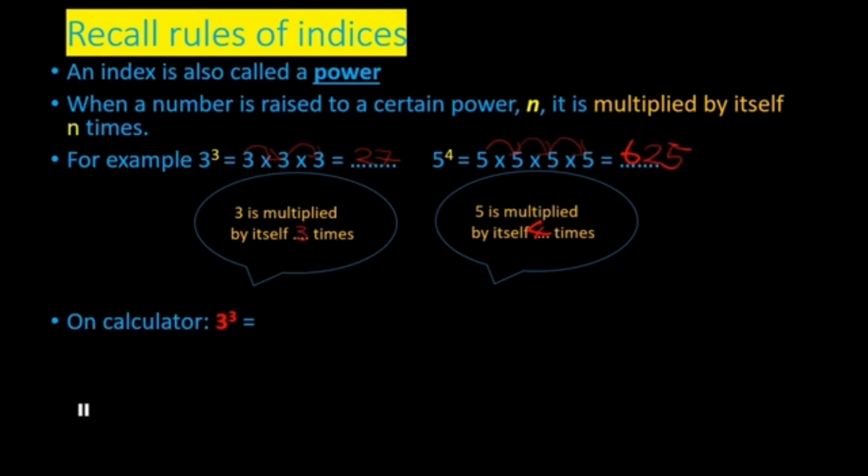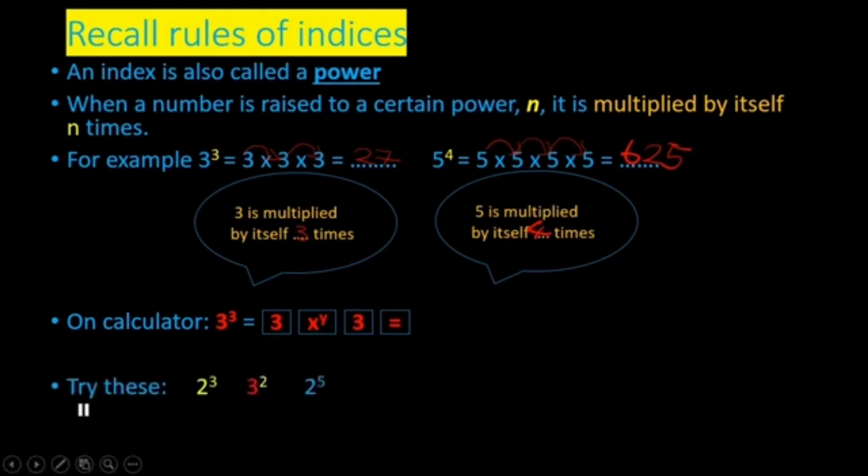We can also try to perform this on a calculator to cross-check if our working has been correct. I'll use my calculator here. When using a calculator, you press 3, then you press this button, x to the power y. The calculators obviously may be different. Others will just have that small caret sign, and then you press 3 and you get your answer. Our answer is equal to 27 here.